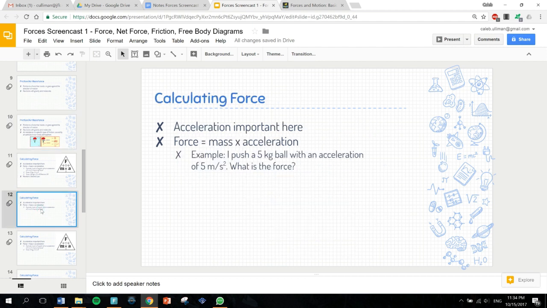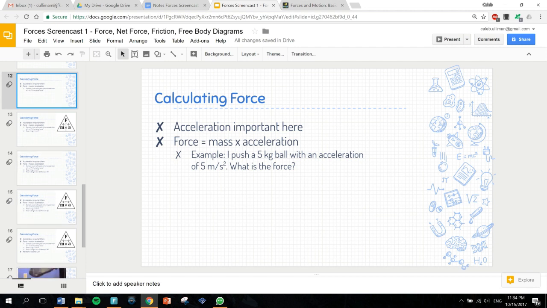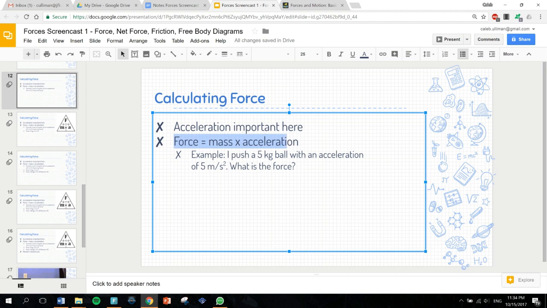Okay, continuing. Calculating force. Acceleration is really important here. As you saw before, if there's acceleration, there's force. If there is force, there's acceleration. So the way that we calculate force is really simple. We just take the mass of an object times its acceleration, and that gives us force.